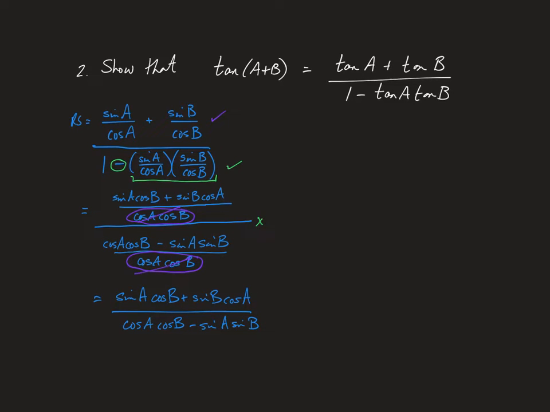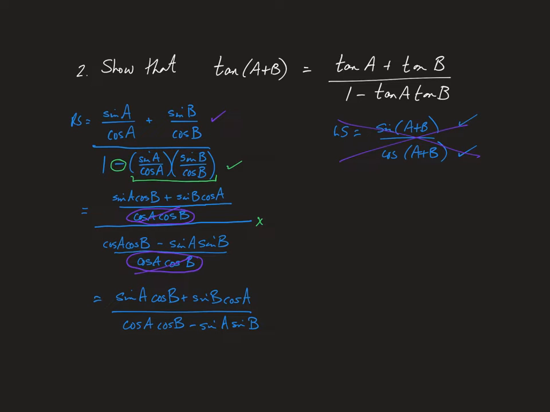Now, for some of us, we're going to stop there. And we're going to hit a snag because we cannot simplify further. And maybe then we jump over and start dealing with the left side because we know that tan of A plus B could also be written as sine of A plus B over cos of A plus B. And now we could use our compound angle identities to break down both the top and the bottom.